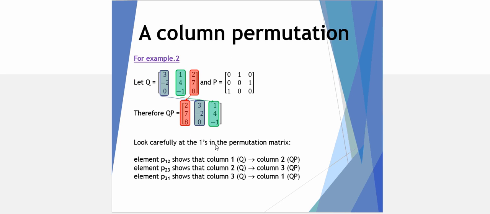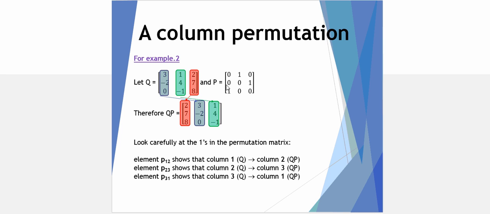Let's look at a second example. We've started with 3, 1, 2, minus 2, 4, 7, 0, negative 1, and 8 as my 3x3 matrix. I've got a new permutation matrix, and I multiply Q by P in that order. And what's happened here? We've got our first 1 in row 1, column 2. So that means our first column will move to column 2, using this as a key or a rule. Column 1 to column 2 is our movement.